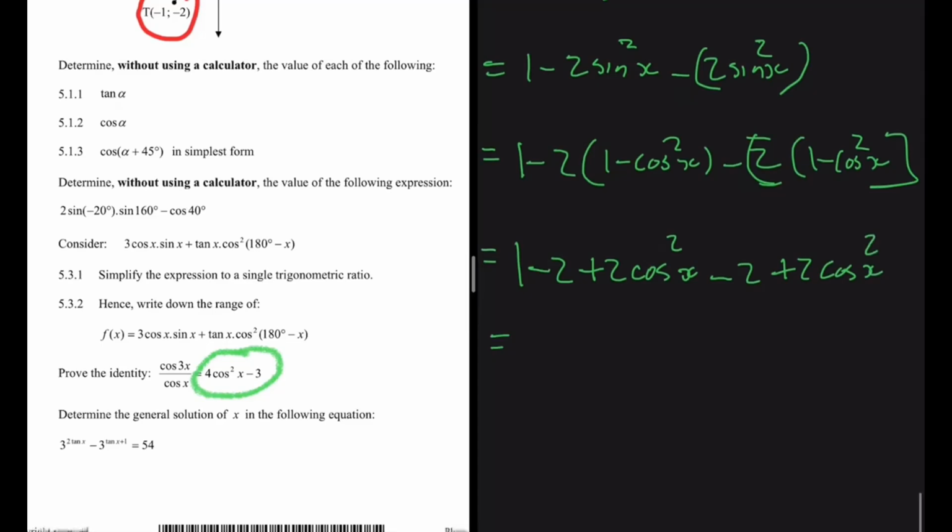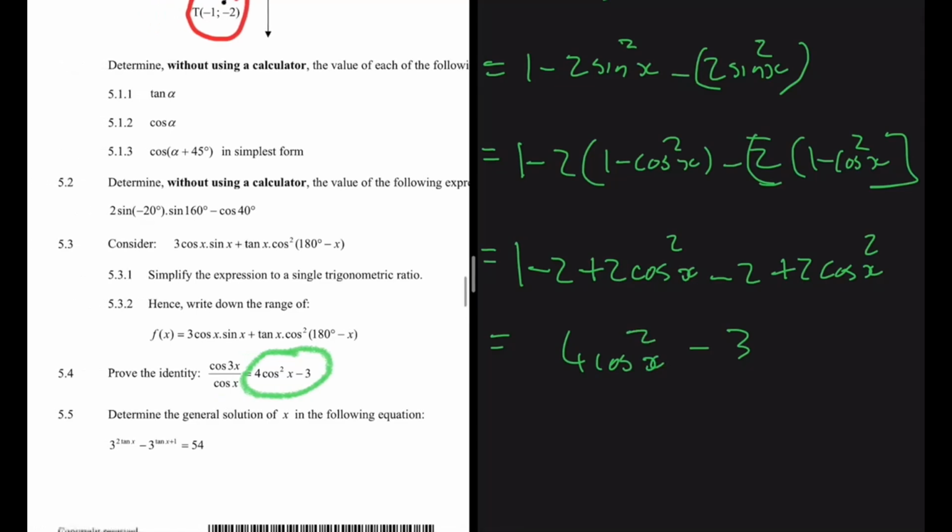So if we add all that, we have 1 minus 2 minus 2, so that will be minus 3, right? And then we have 2 cos of x squared plus 2 cos of x squared, that will be 4 cos of x squared. And we've proved exactly what we are required to prove.